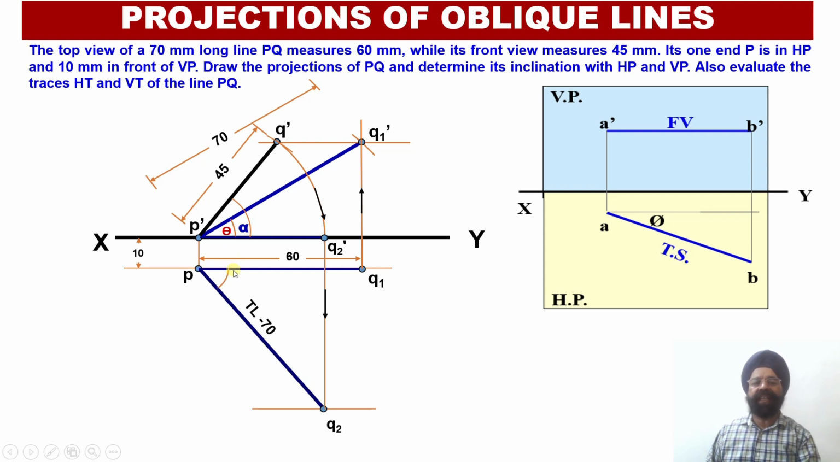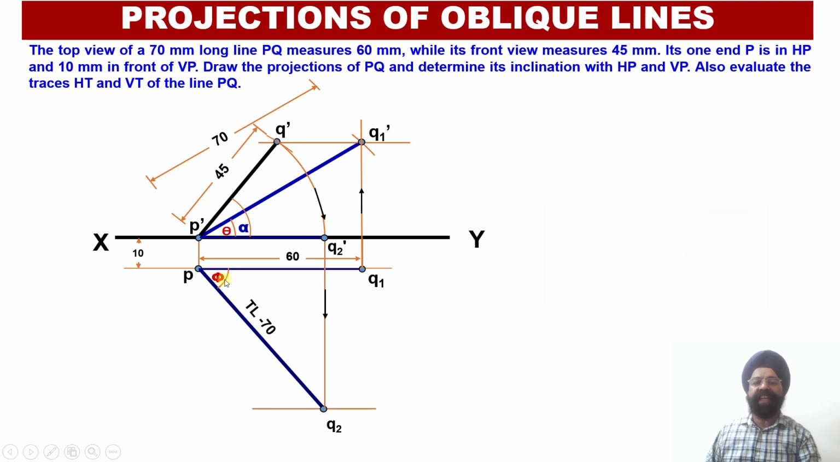Now I can measure the angle phi over here. So angle phi is the inclination of the true length of the line in the top view with respect to the vertical plane. So with respect to the vertical plane, I am able to obtain the orientation or the inclination of this true length. Now I have obtained this true length as well as the true angle of inclination.